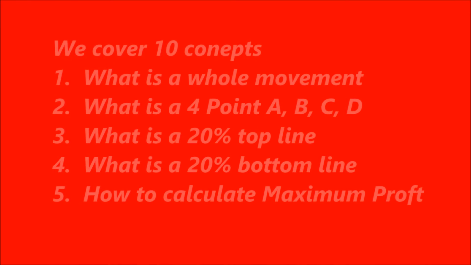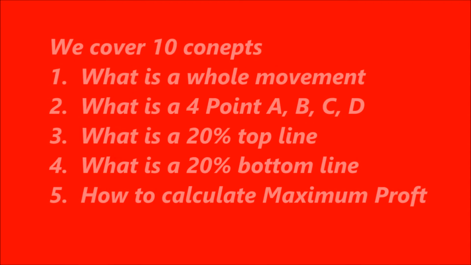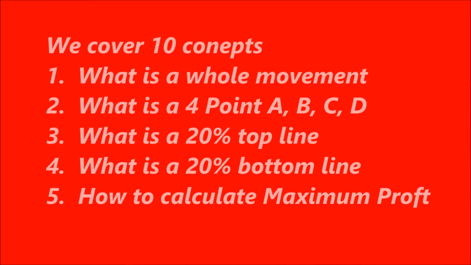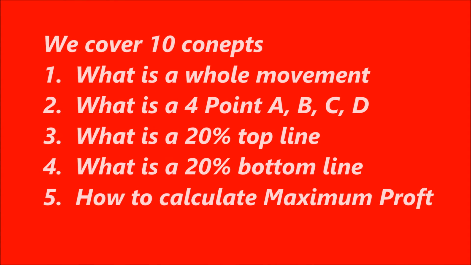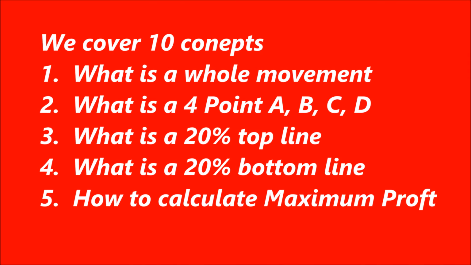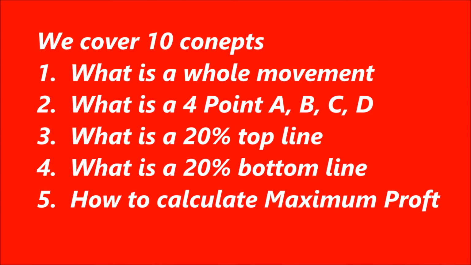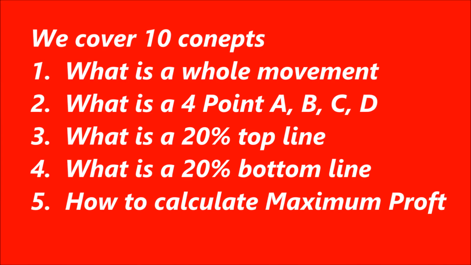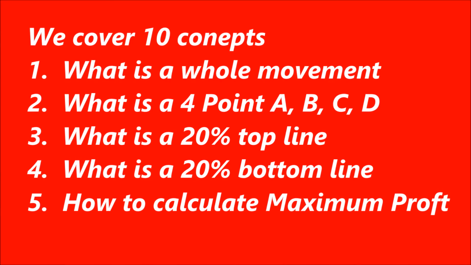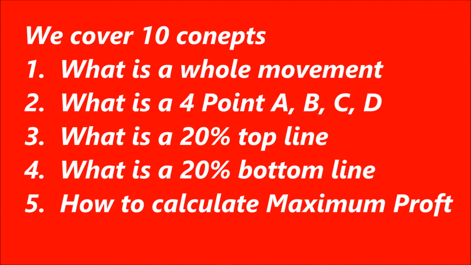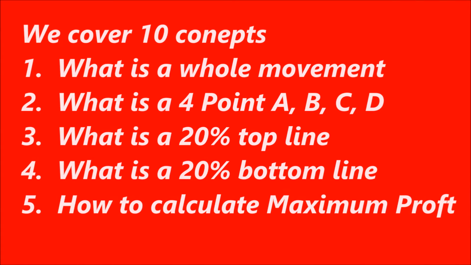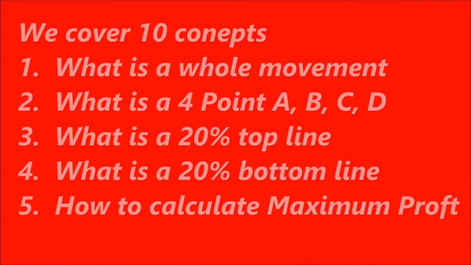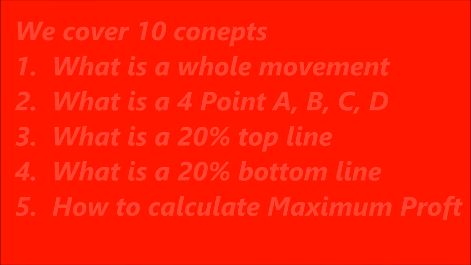First, what is a whole movement? Second, what is a 4-point system? A, B, C, D. Third, what is a 20% top line? Fourth, what is a 20% bottom line? Fifth, how do you calculate maximum profit?